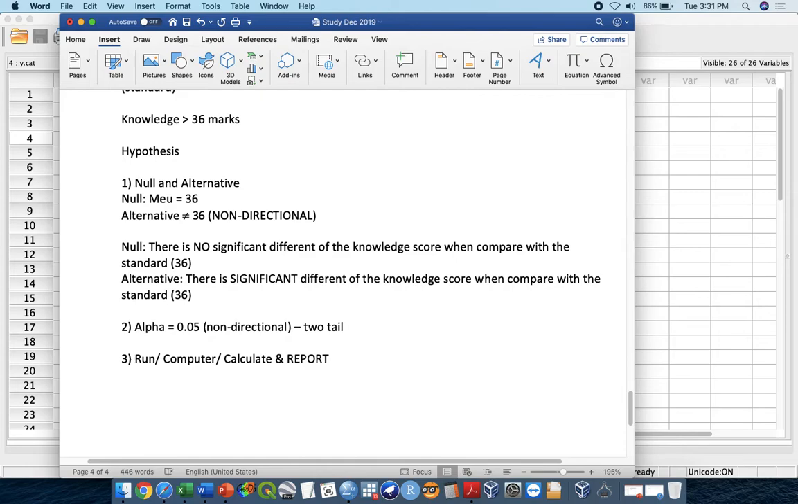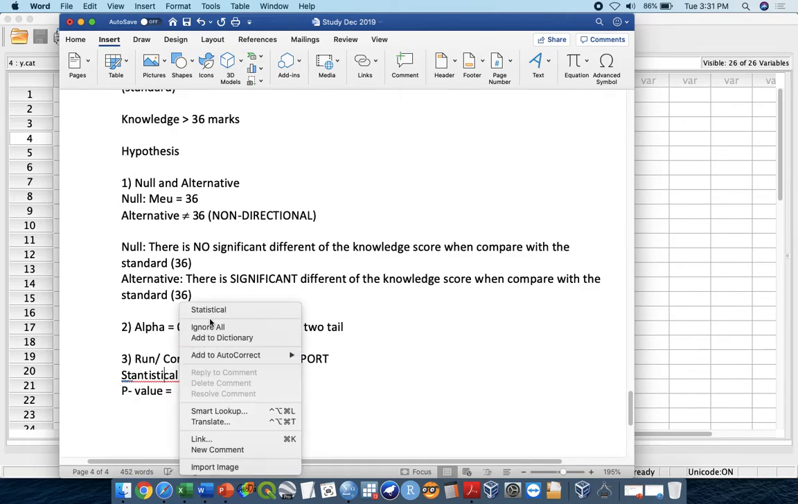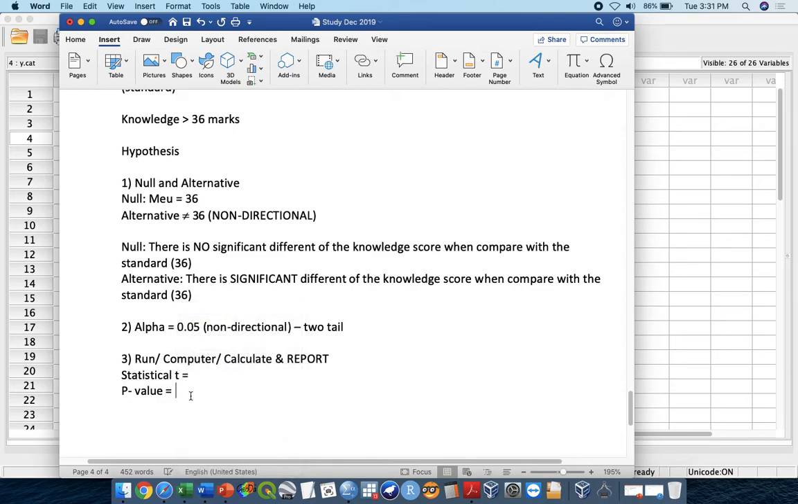The third step is to run, compute or calculate, and report. What do you want to report? The statistical T. You are going to report the statistical T value, and your p-value also needs to be reported. Then the fourth step. What is the fourth step? Decision. You are going to make a decision.